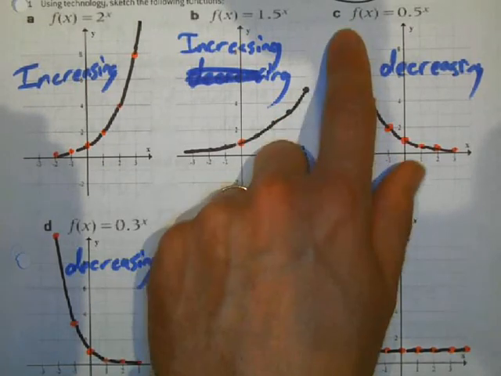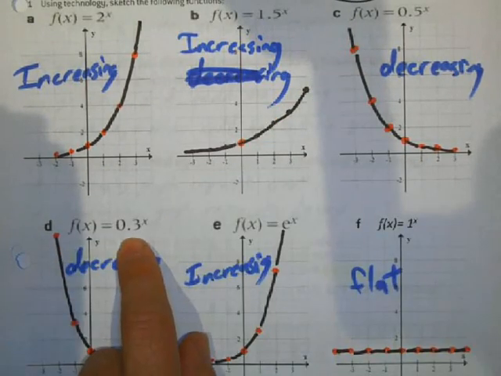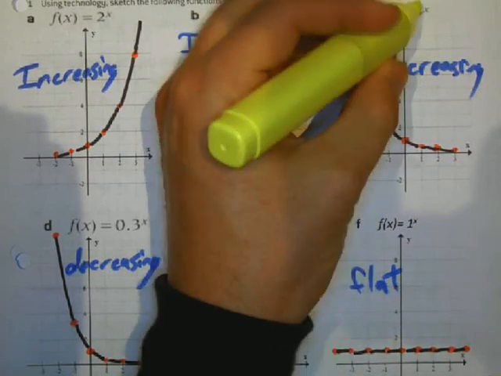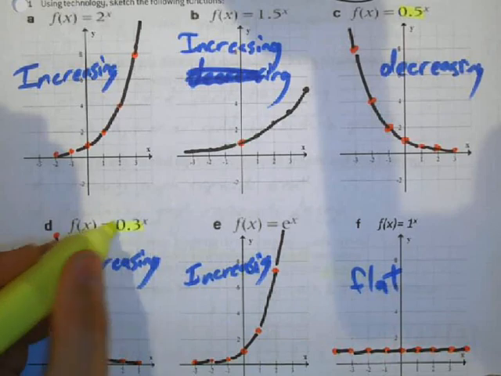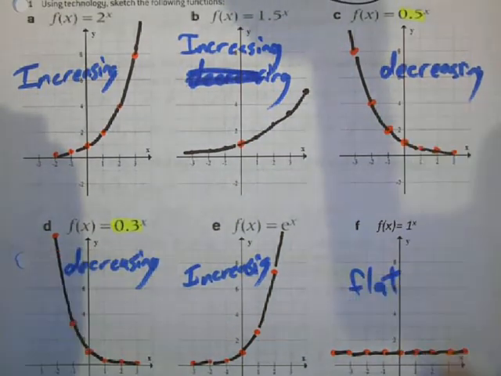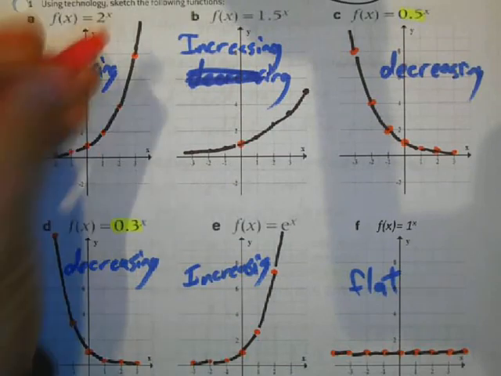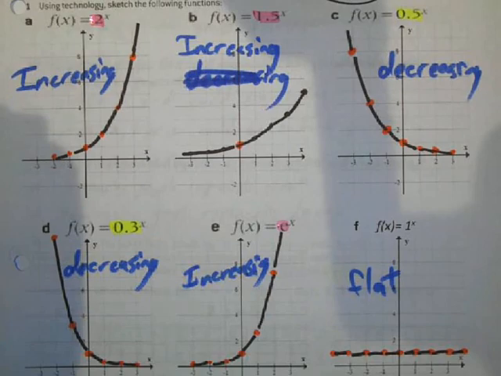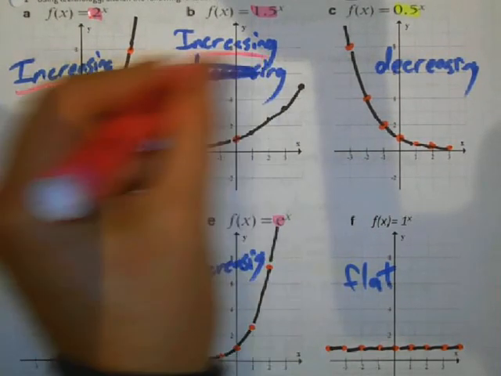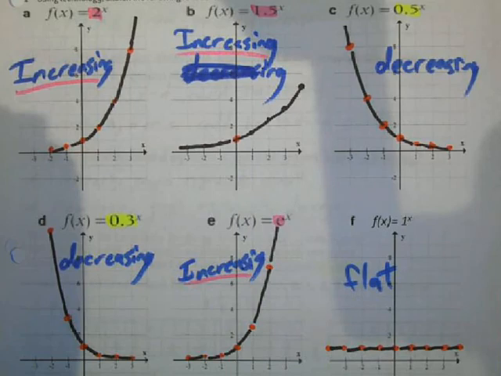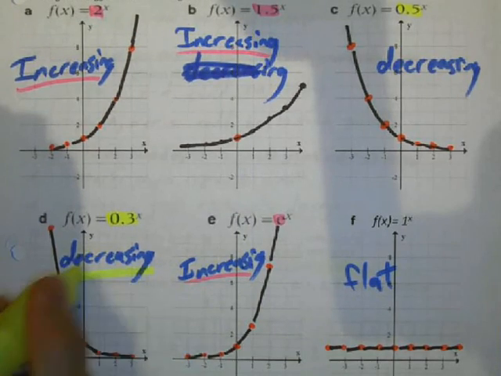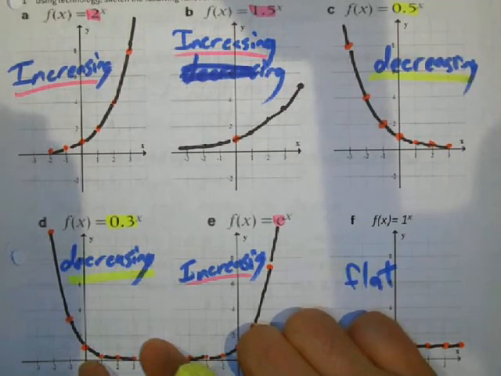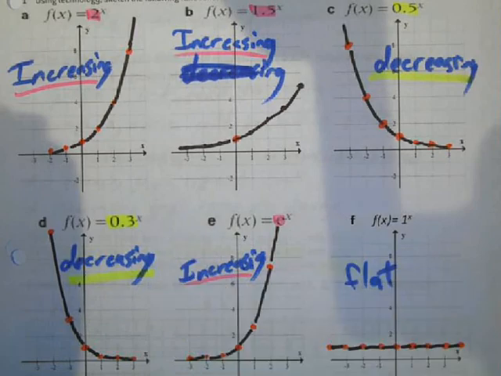And in questions C and D, notice when our base here is less than 1, it's going to be decreasing. So as I said before, here my base is greater than 1, so it's increasing. And when it's less than 1, it's decreasing. And you can't have a negative base, because then you would have a problem, and we can talk about that later.